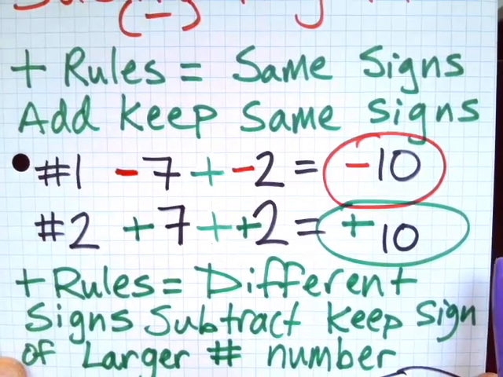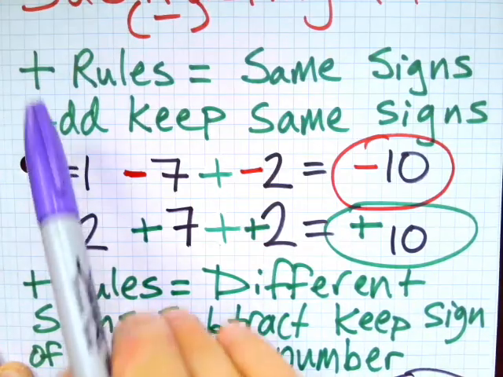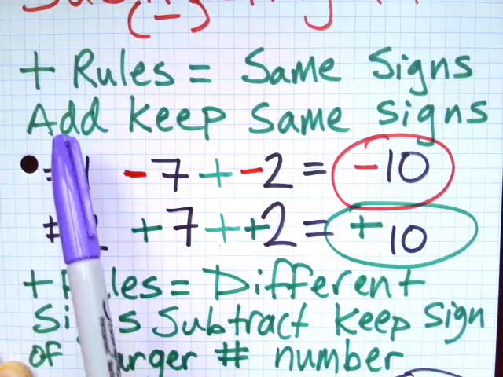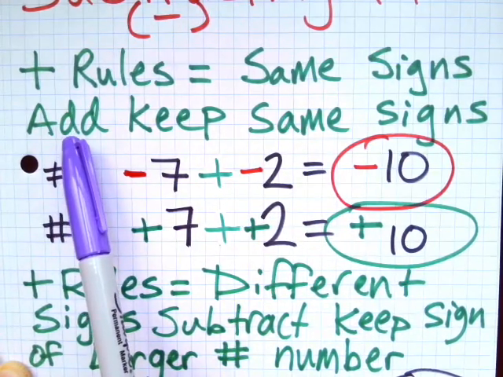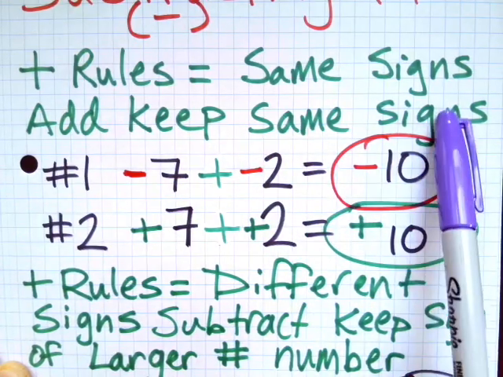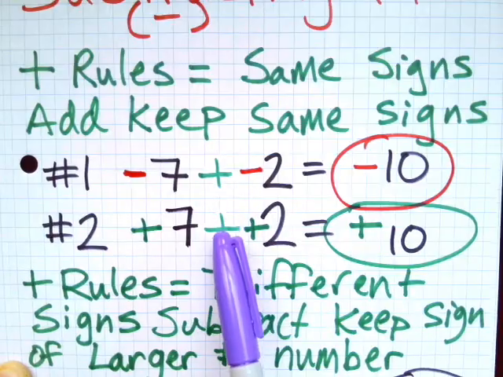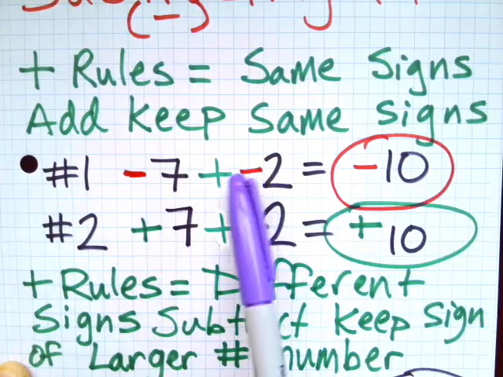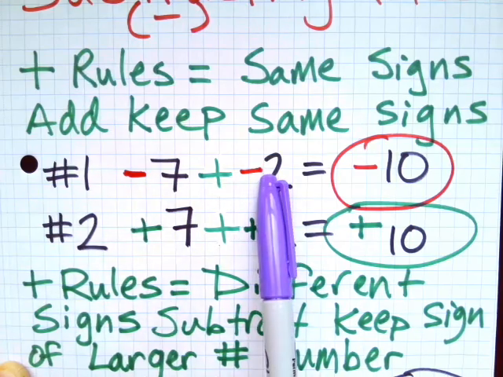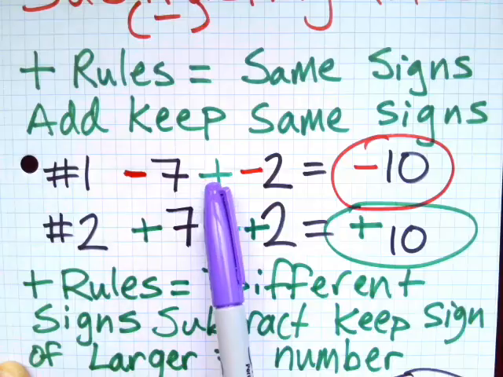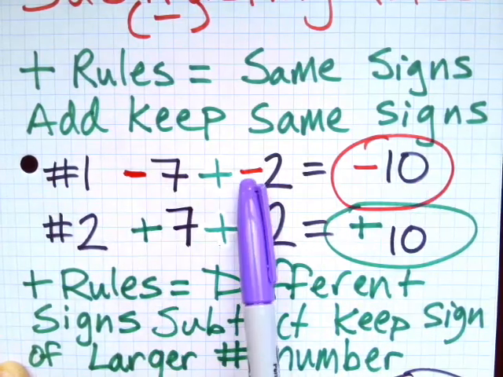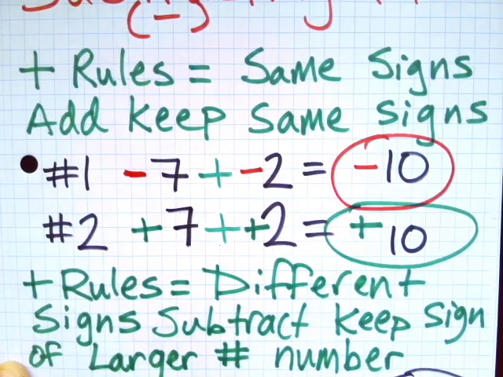Addition rules. If the integers, the numbers, have the same sign, both positive or both negative, you're just going to add those numbers and keep that same sign. Here's an example. Remember, these are addition rules. So -7 and -2, are they the same signs? Yes, they both are negative. So the rule is add and keep the same sign. I know 7 plus 2 is 9, and since they're both negative, that remains a -9.